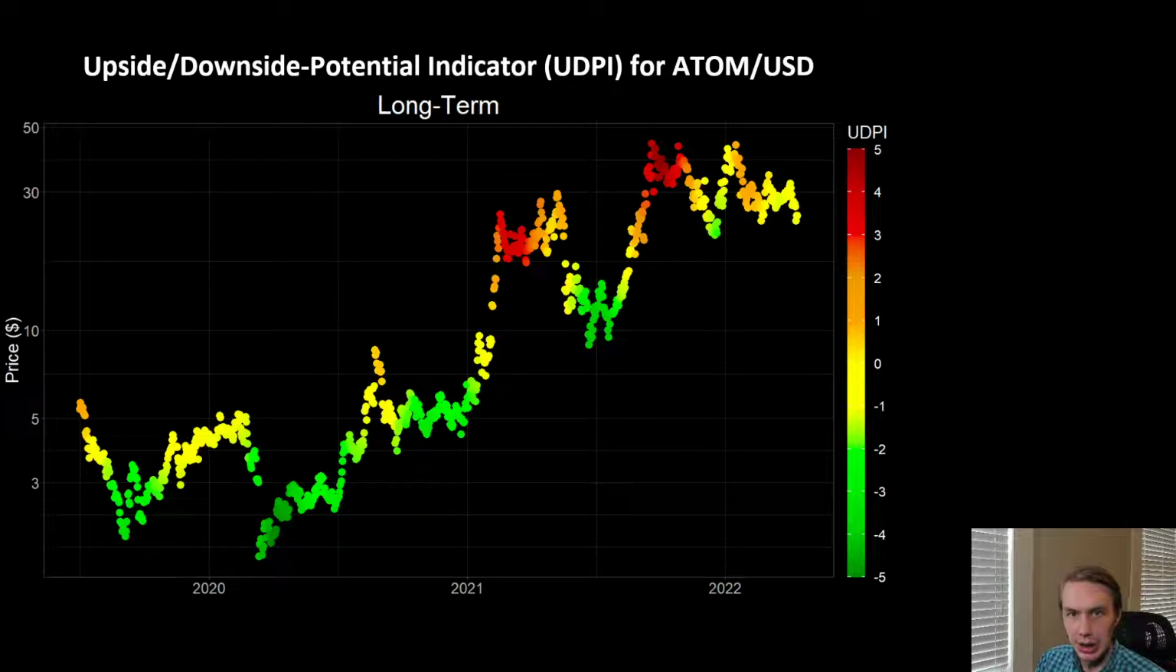Today I want to talk about Cosmos, what our risk indicator is making of its recent price action, and why I think Cosmos and its ecosystem are a pretty exciting place to be right now.